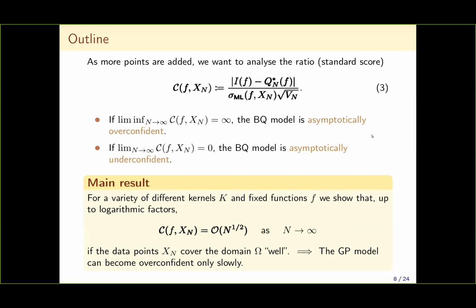And the main result we prove in this work is that for a number of different kernels and fixed functions, we can show that in certain cases, up to logarithmic factors, this standard score grows at most at a square root rate when your points cover your domain sufficiently well. It's of course assumed that the domain is bounded. So this says that, okay, we can become asymptotically overconfident, but we cannot become asymptotically overconfident too fast. It can only happen at a square root rate, which is perhaps reassuring, perhaps not.